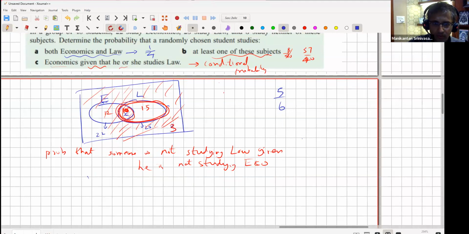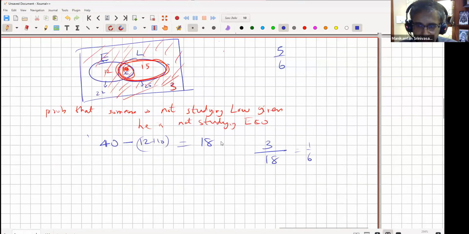So our universe is now the people who are not studying economics, which is the 12 plus 10, the 22 people, right? So this is our universe of people who are not studying economics. Among them, 18, which are the people who are not studying law, the three which are outside of both the buckets, which is indeed 1/6. Okay, well done, Navya, and others as well. Okay, cool. That was question 4.